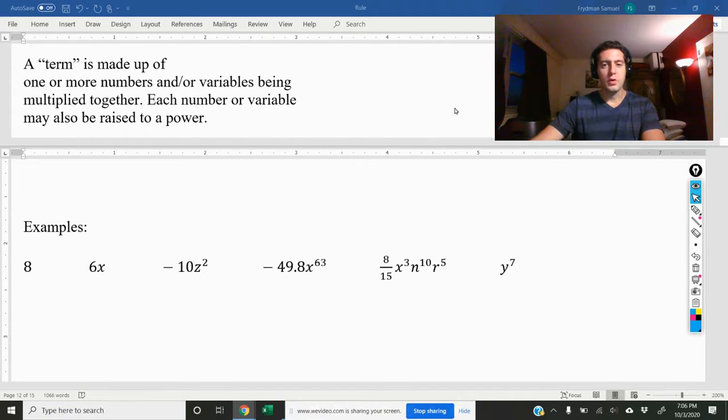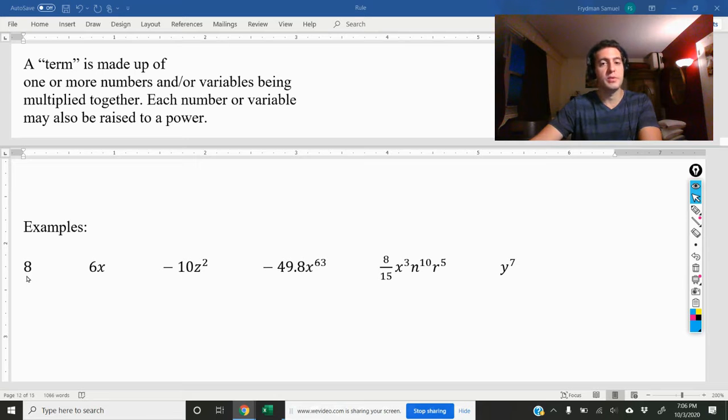Hi everybody, we're going to start talking about combining like terms soon. So before we do that, we need to know what a term is. A term is made up of one or more numbers and/or variables being multiplied together. Each number or variable may also be raised to a power. Raising something to a power means putting an exponent over it, which literally means repeated multiplication if you see an exponent. So let's look at some examples of terms.